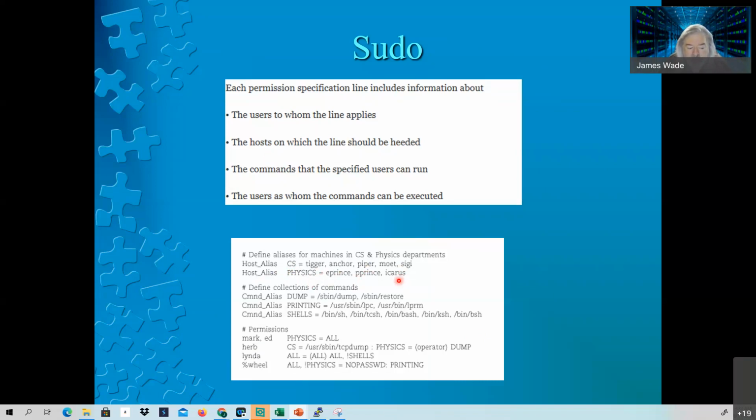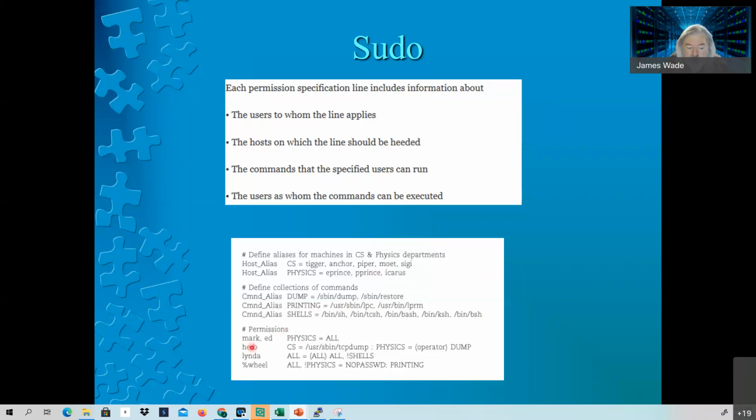And now I got a listing of commands. I have these command aliases. So dump includes /sbin/dump and /sbin/restore. Printing includes /usr/sbin/lpc and /usr/bin/lprm. And shells includes /bin/sh, tsh, bash, ksh, and bsh. So I have hosts defined, some host aliases with multiple hosts in them, and some command aliases with multiple commands in them. Now we get down to the permissions.